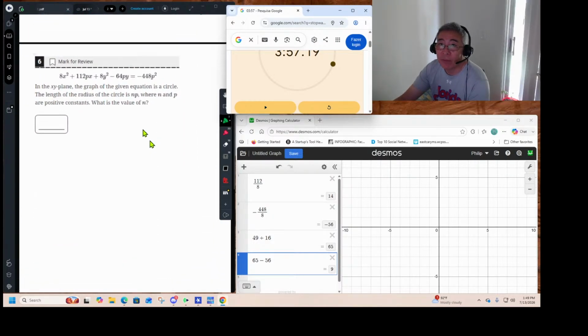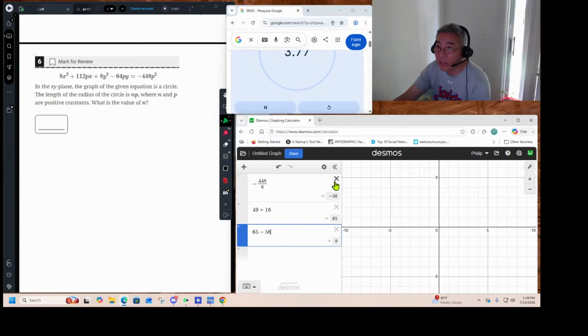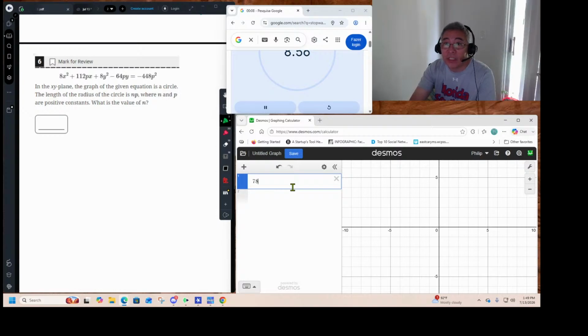So on Desmos, maybe you don't even know what the heck this is, but the first thing you're going to do is just type it into Desmos. So let's do that. Let's see, I don't even read the instructions. Plus 112px plus 8y² minus 64py equals negative 448p².